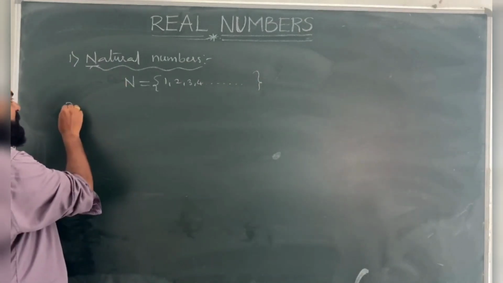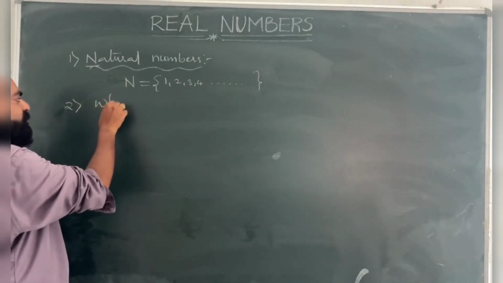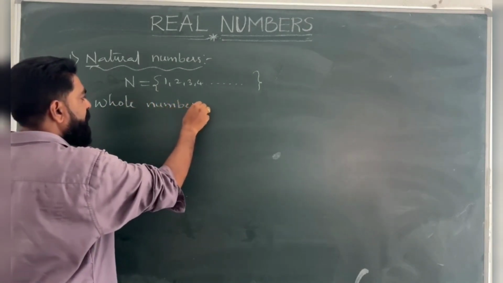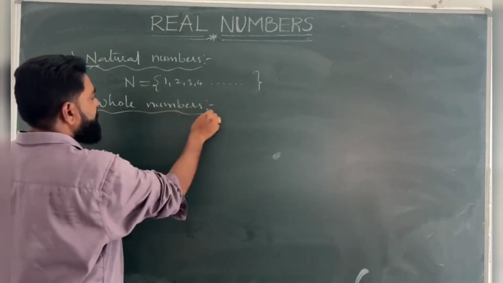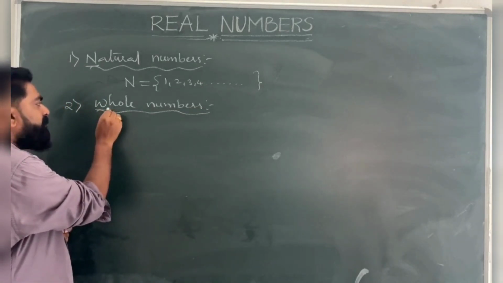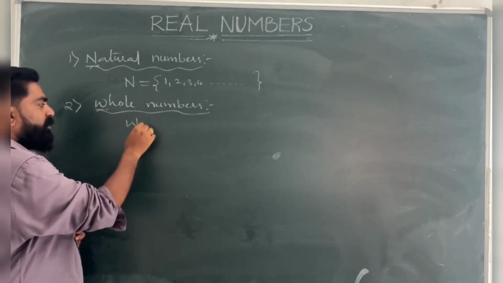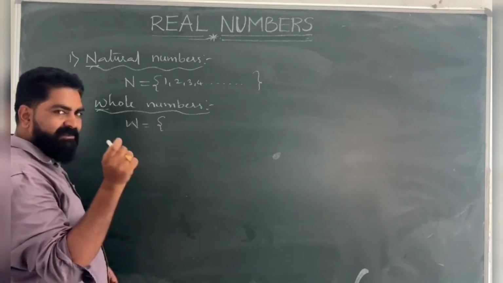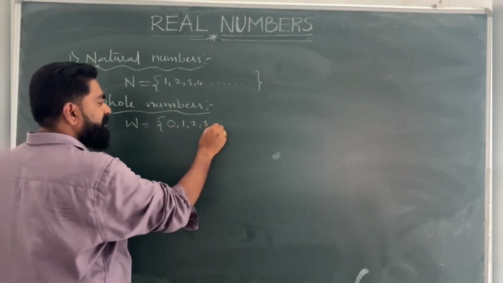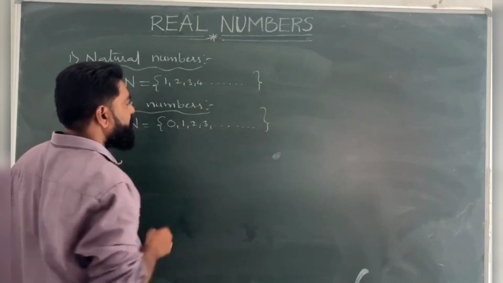The second one is whole numbers. So what are whole numbers? All counting numbers along with 0 are called whole numbers. It is denoted by capital W. So here, all counting numbers along with 0: 0, 1, 2, 3, and so on. These are the whole numbers.